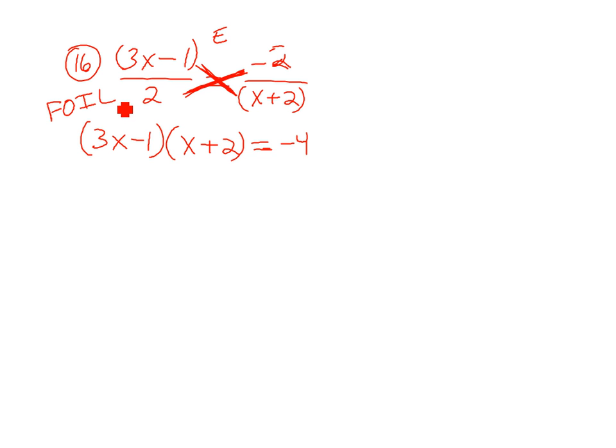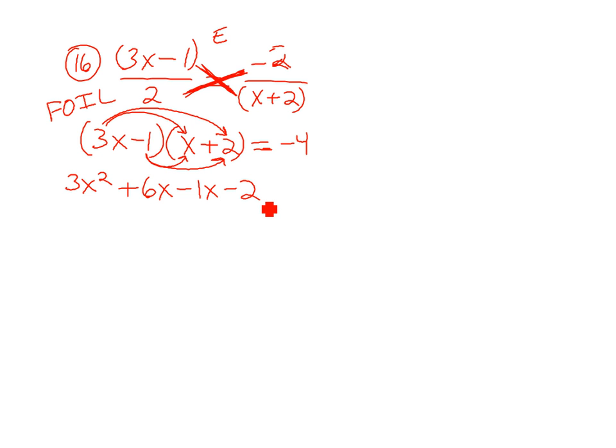So we do, what's F stand for? First term's 3x times x. 3x squared, good. O stands for what? Outer. 3x times 2 gives you what? I stands for inner. What's -1 times x? And then L stands for last. What's -1 times 2? -2.